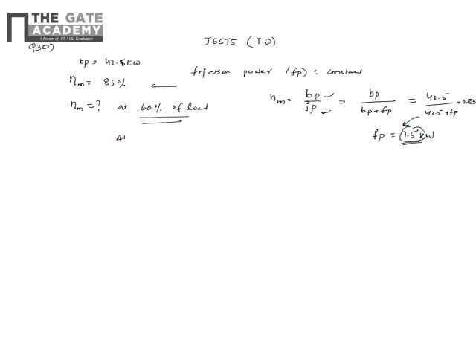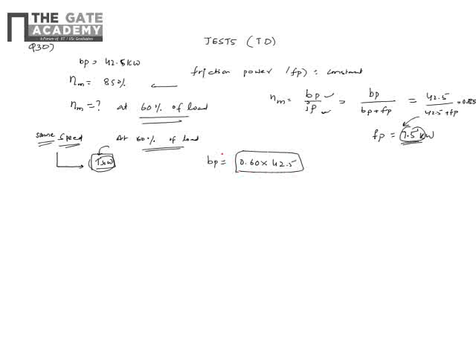Now at 60% of the load, obviously when the load is reduced, load is like torque, and I assume that everything moves at the same speed, because that is the assumption. Torque into speed is the brake power which you observe, so if the load is reduced to 60%, the torque is reduced, and the entire brake power is reduced. So brake power will be 0.60 of 42.5. That is the new brake power.